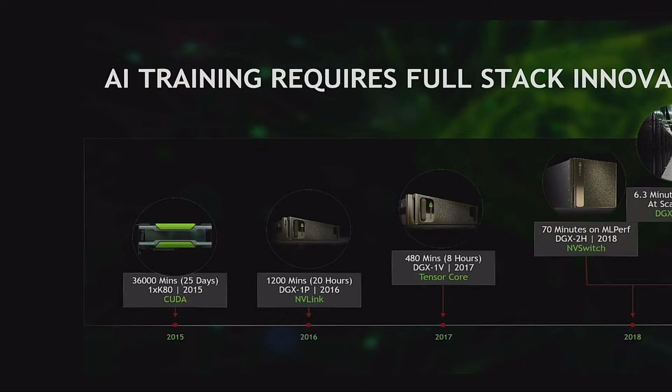Okay, so what happened in the last 4 or 5 years? It seems like the ResNet 50 model, which took so many days in the beginning on the Kepler architecture using just CUDA, then with new architecture innovations from Pascal onward along with the software stack, you manage to get more and more performance and reduce the time to train to a point where a single machine now takes 70 minutes, and at scale it takes around 6.3 minutes to train it.